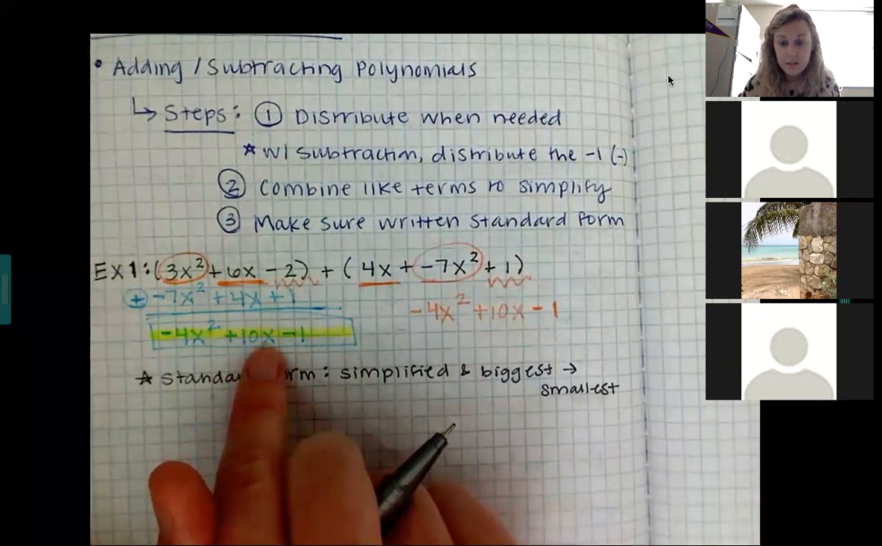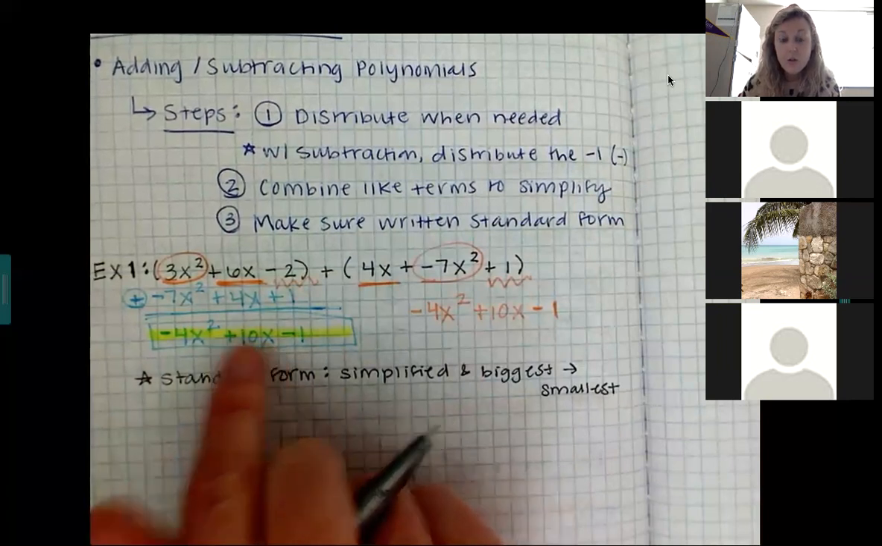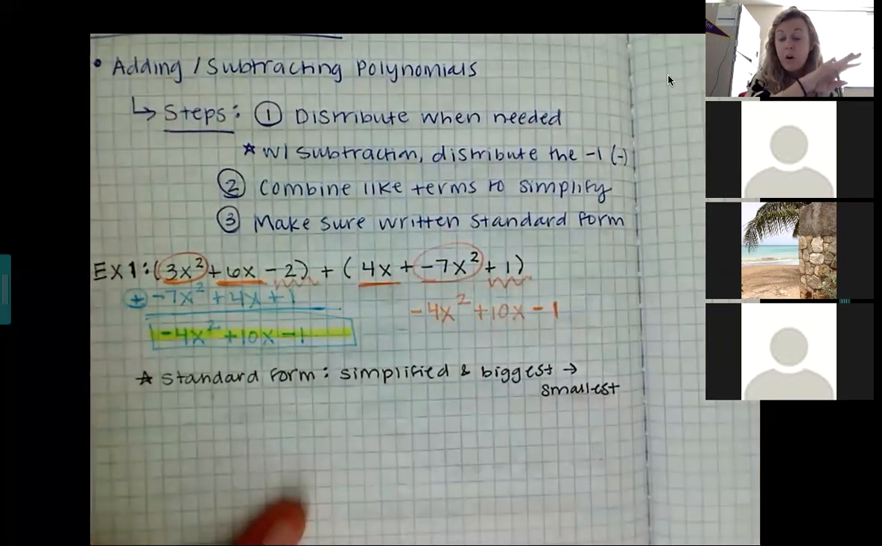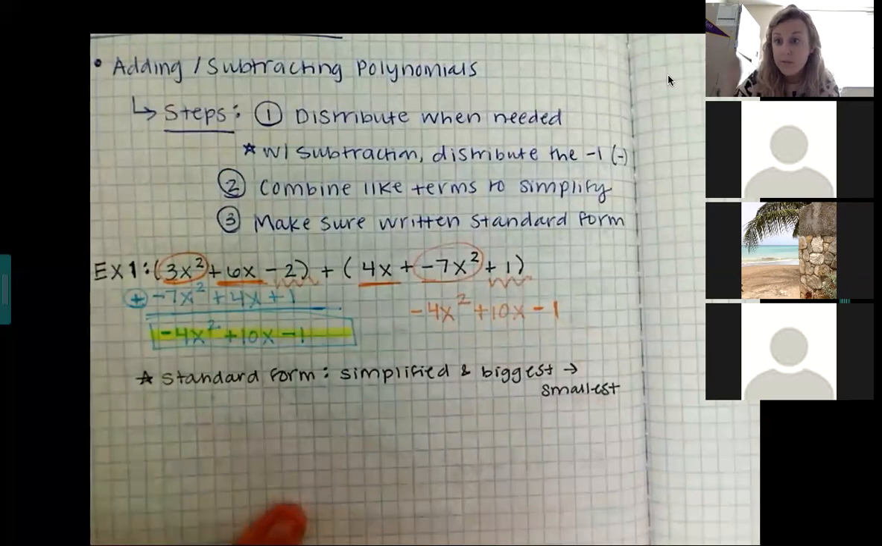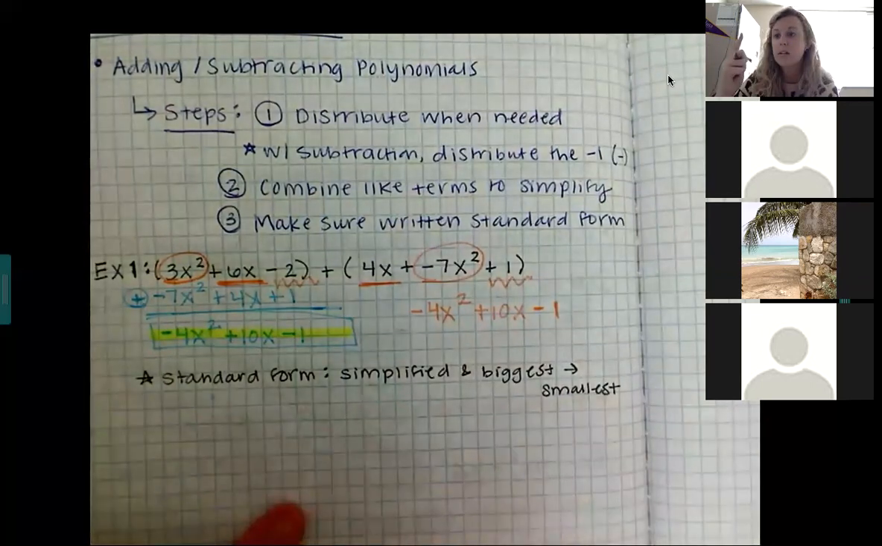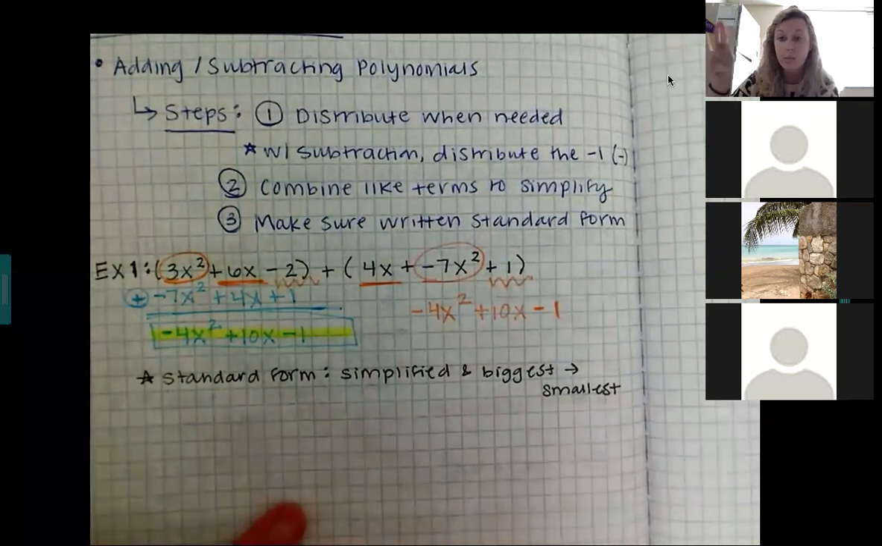So you want to put the bigger exponents in the front, and it should go down in descending order. So if you have x to the 5th, that has to come before x to the 4th. That has to come before x to the 3rd, x squared, x, and then your constant, just the plain old number, will go on the end. Does that make sense? So make sure it's in standard form.